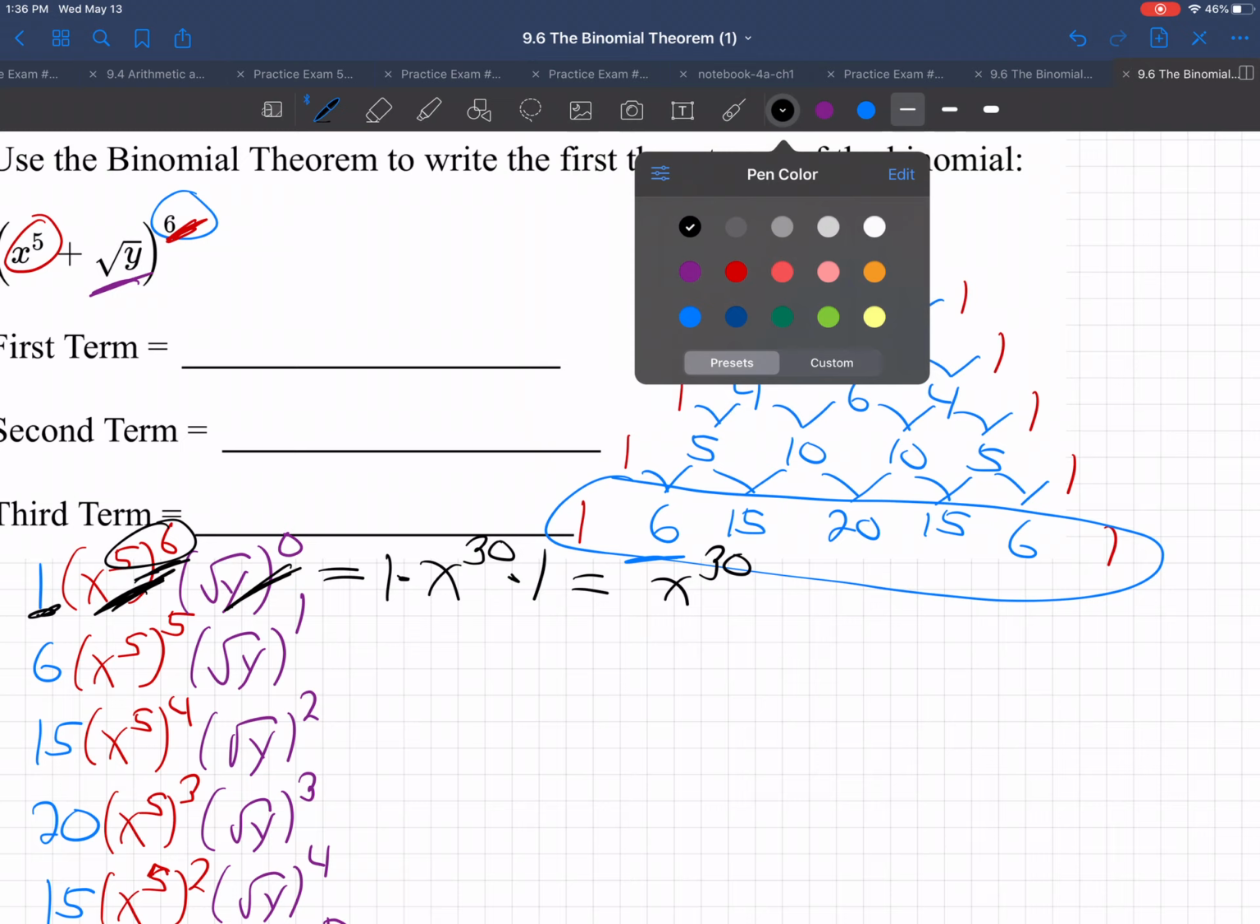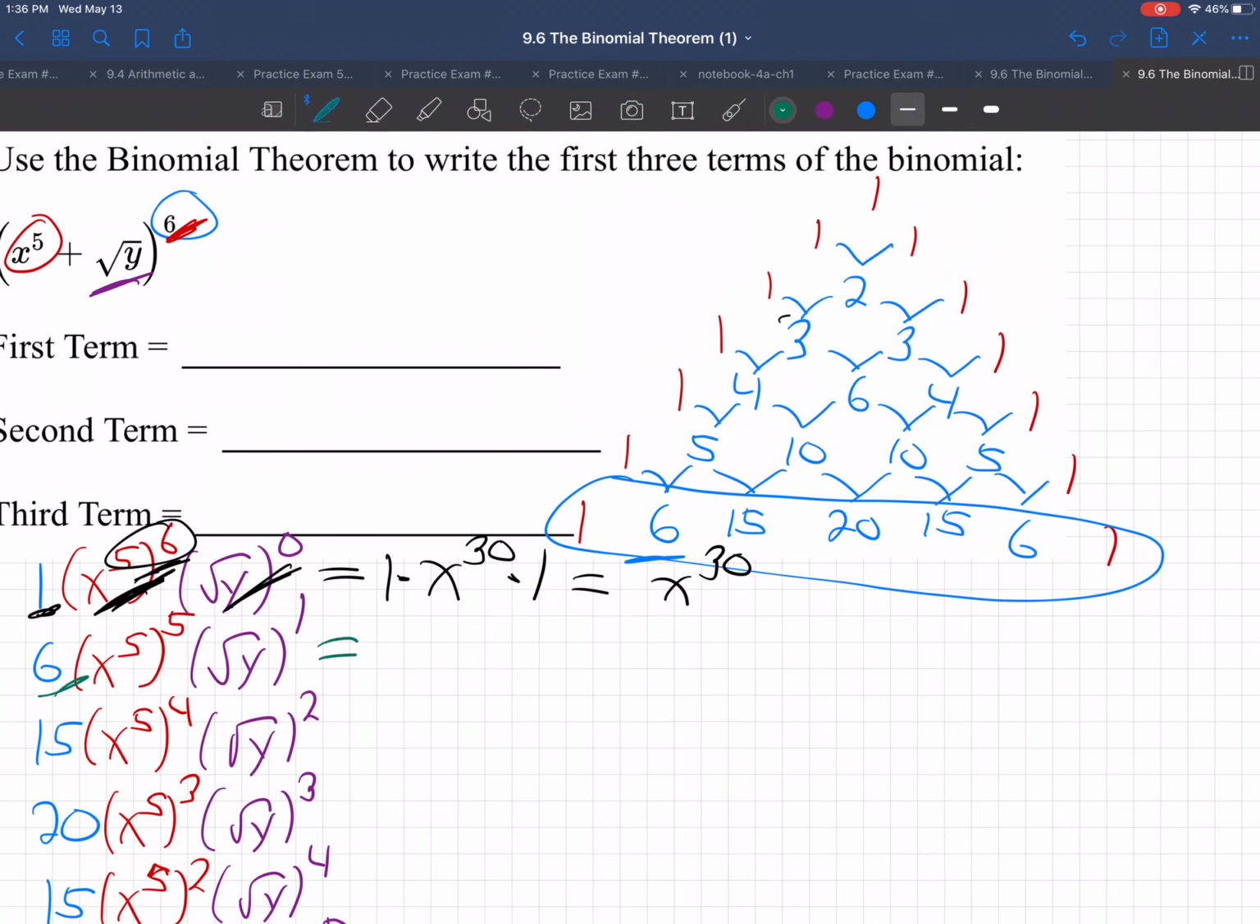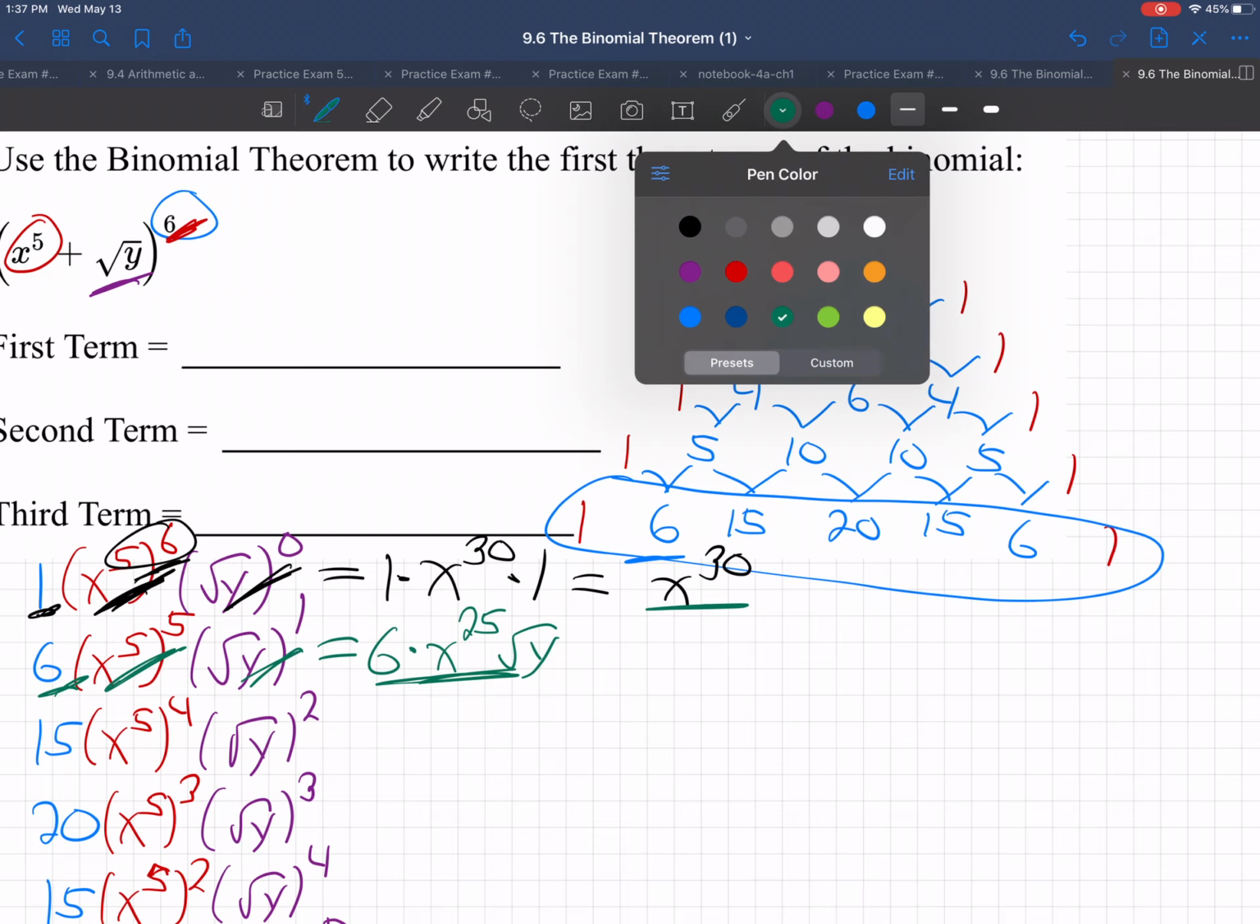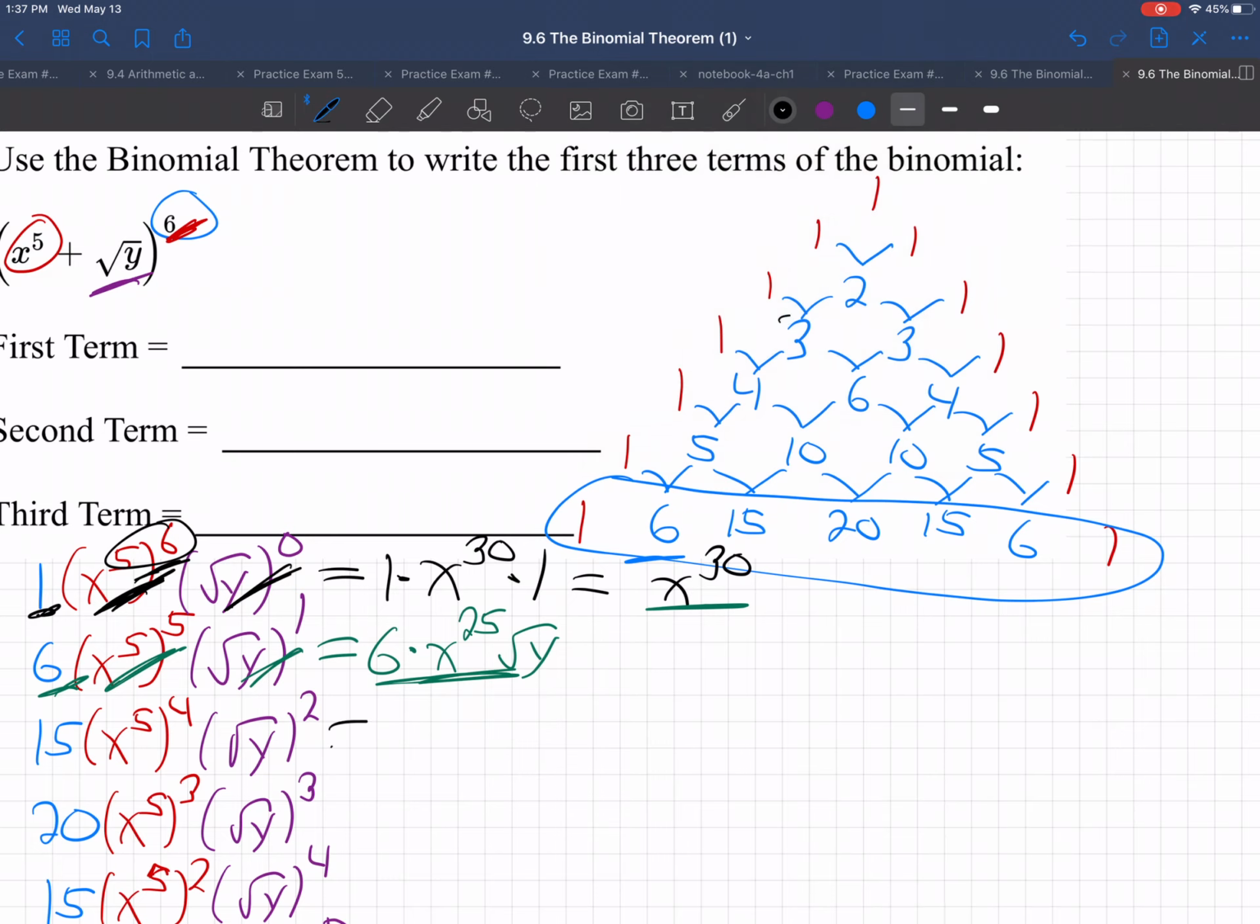All right, let's do the second term. The second term is 6 times x to the 5th, you multiply those powers. That's x to the 25th. Square root of y to the 1 is just square root of y. So I guess that's the second term. There's really nothing more to do there. First term, second term, and now for the third term.